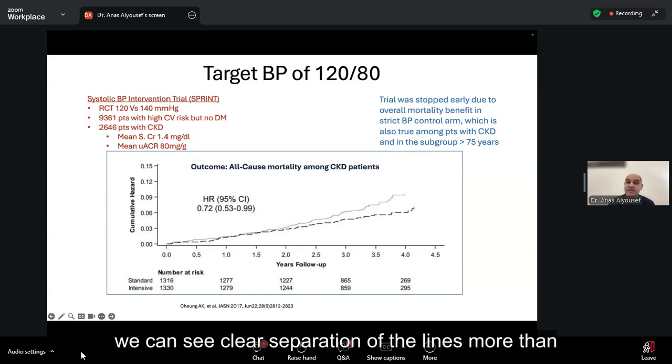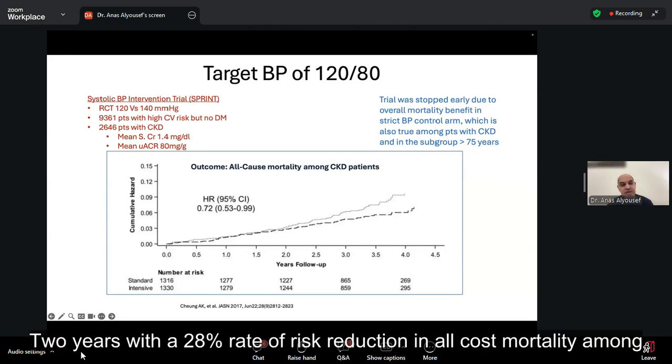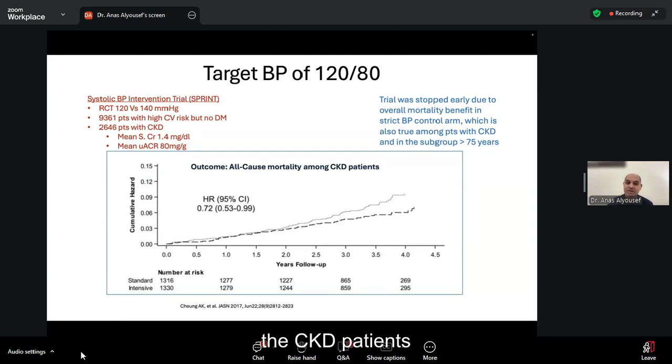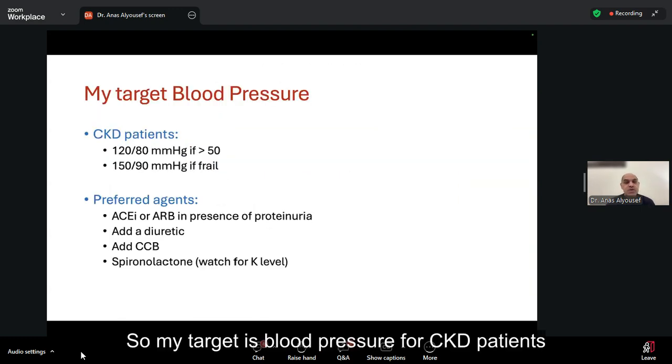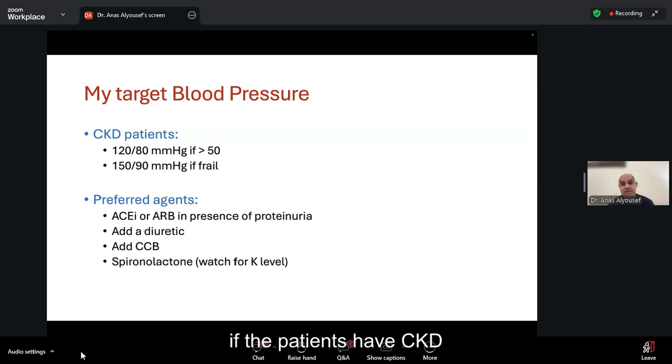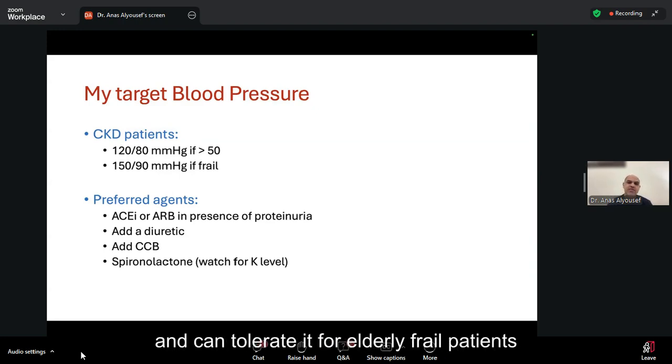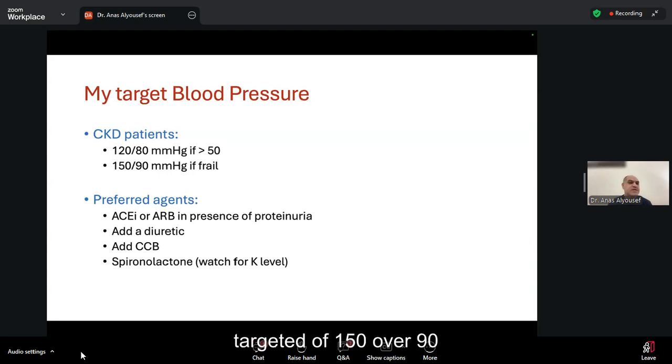And here we can see the graph. We can see clear separation of the lines after more than 2 years, with a 28% relative risk reduction in all-cause mortality among the CKD patients. And this is why they put that in the KDIGO. If we can achieve a blood pressure less than 120/80, that's excellent. So my target blood pressure for CKD patients is 120/80 if the patients have CKD, proteinuria, are more than 50 years of age, and can tolerate it. For elderly, frail patients, a target of 150/90 seems to be appropriate.